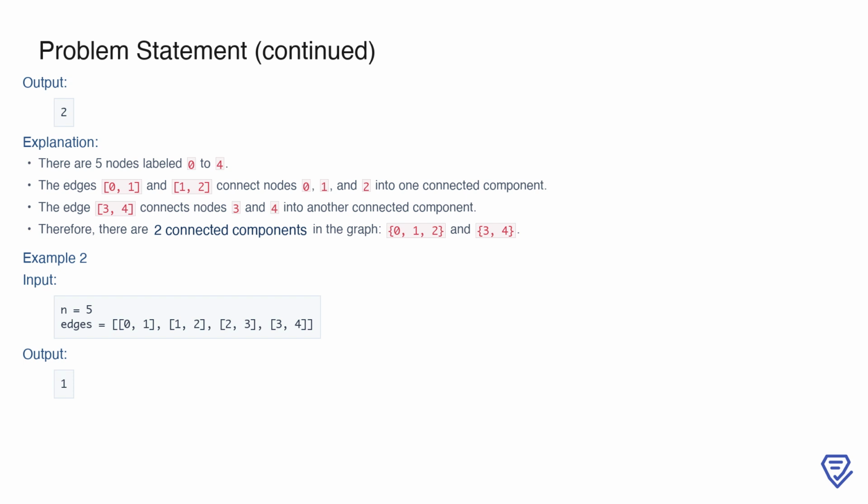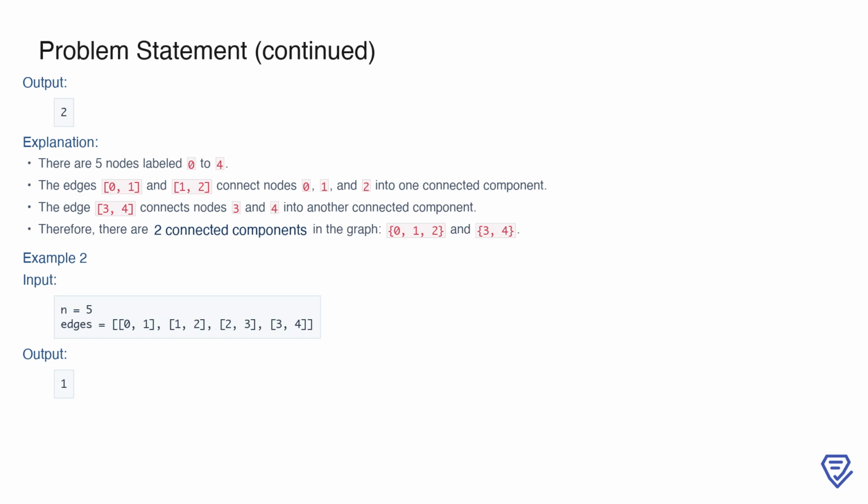Here, we can see that nodes 0, 1, and 2 are connected through the edges [0, 1] and [1, 2], forming one connected component. Nodes 3 and 4 are connected through the edge [3, 4], forming another connected component. Since no other nodes are connected, the graph consists of two connected components: {0, 1, 2} and {3, 4}. Thus, the output is 2.